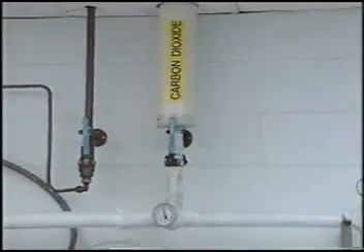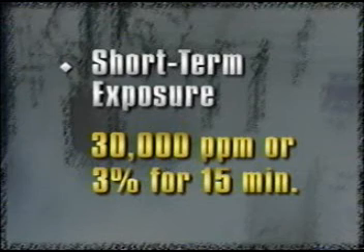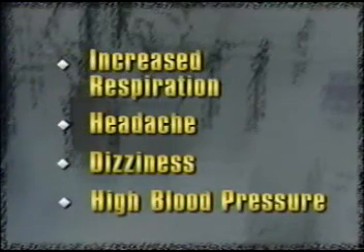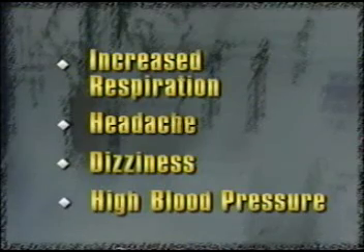The American Conference of Governmental Industrial Hygienists recommends the same level. It also recommends a short-term exposure limit of 30,000 parts per million, or 3% carbon dioxide for 15 minutes. Higher levels will cause symptoms such as increased respiration rate, headache, dizziness, and high blood pressure. At a level of 10% or more, carbon dioxide will eventually cause unconsciousness.